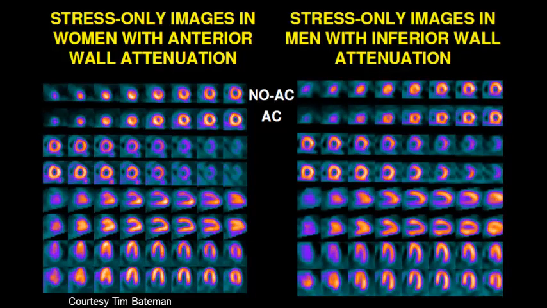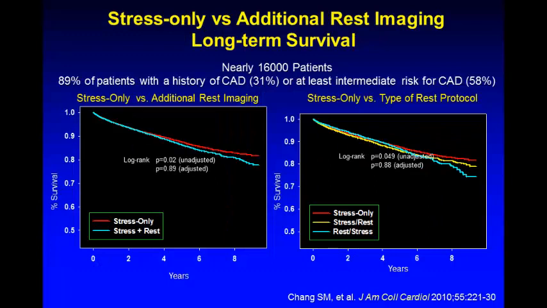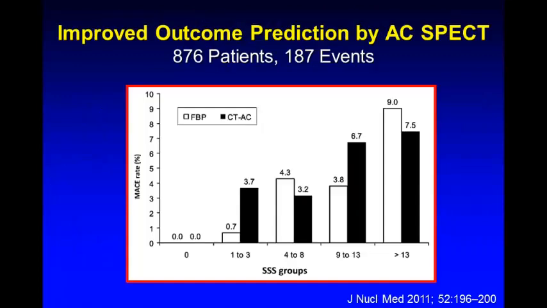Similarly, you have a man here with an inferior wall defect, and it's a very similar case. You can see that you're going to stop, especially among acute patients, if you see that defect, but once you apply attenuation correction, that's all taken care of. And I'm sure you're aware of the data where stress-only imaging is now being promoted because it has similar outcome compared to stress and rest images among patients with normal scans.